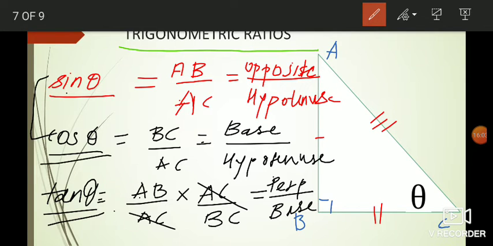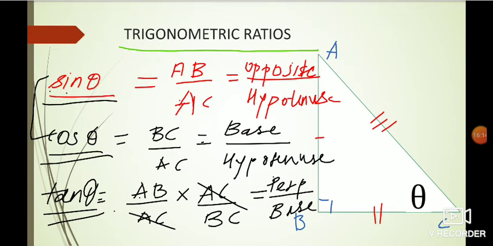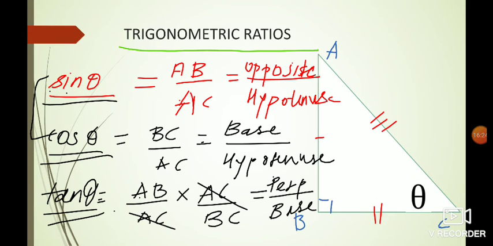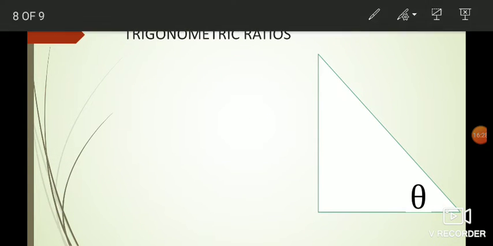Okay, so we have studied the three trigonometric ratios related to the right angle triangle: sin theta, cos theta, tan theta. There are three more ratios. When we take the reciprocal of these existing ratios, there exist three more ratios. Suppose in sine we have opposite upon hypotenuse.